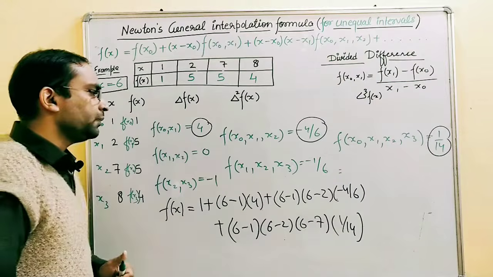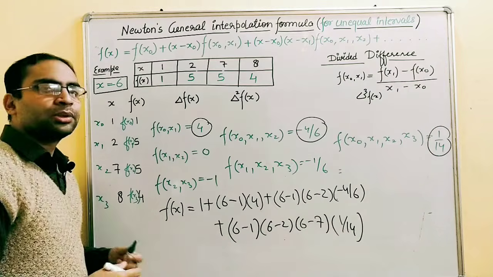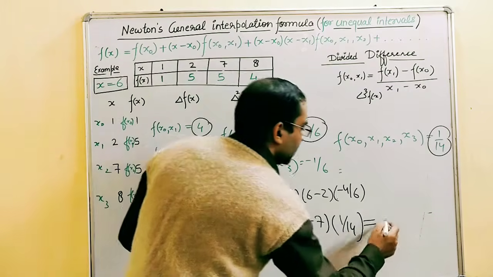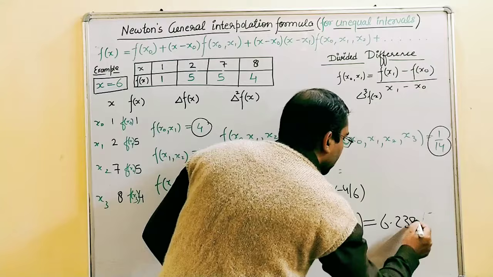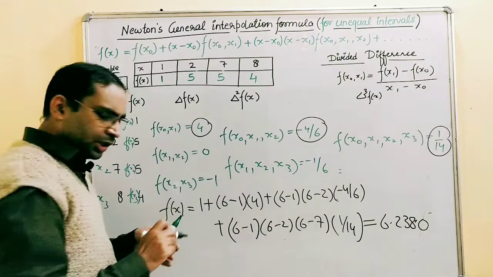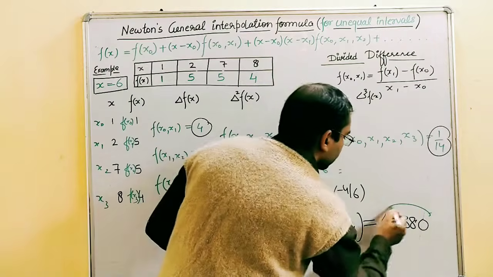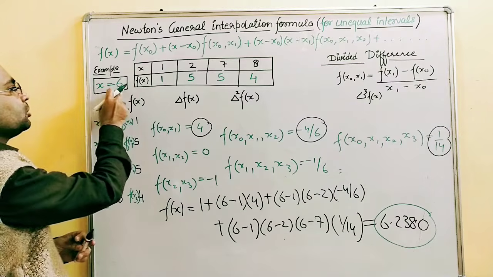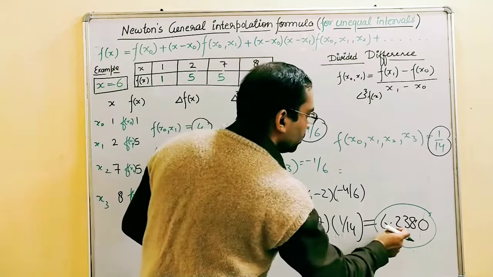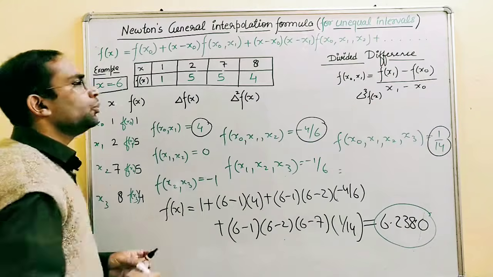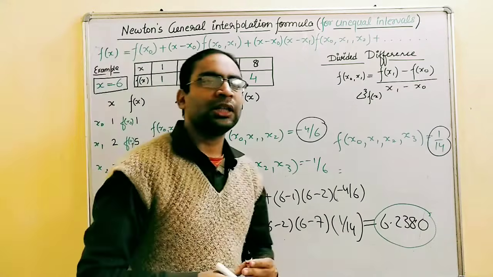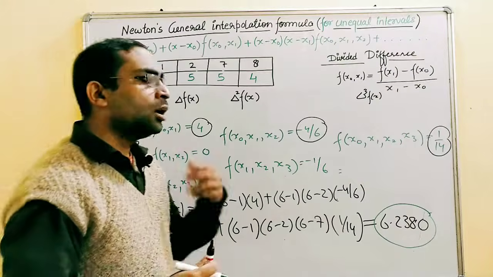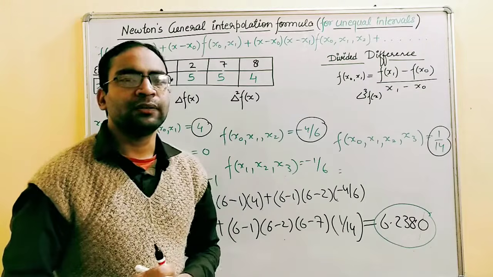So these are the values that we can substitute. We can use the scientific calculator and we can calculate the result. So this is coming 6.2380. This is the final result, that is f of x at x is equal to 6 coming to be 6.2380. So this is how we can perform the solution of the given data using the Newton's general interpolation formula or the Newton's divided difference formula.